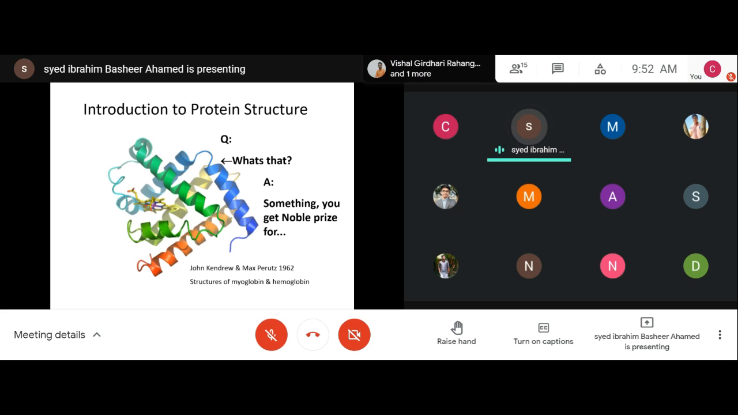So hemoglobin and myoglobin were the first structures solved, by John Kendrew and Max Perutz. Okay. So these people were awarded the Nobel Prize for chemistry. Okay. So this is the first time they saw the protein structure three-dimensionally. All right.